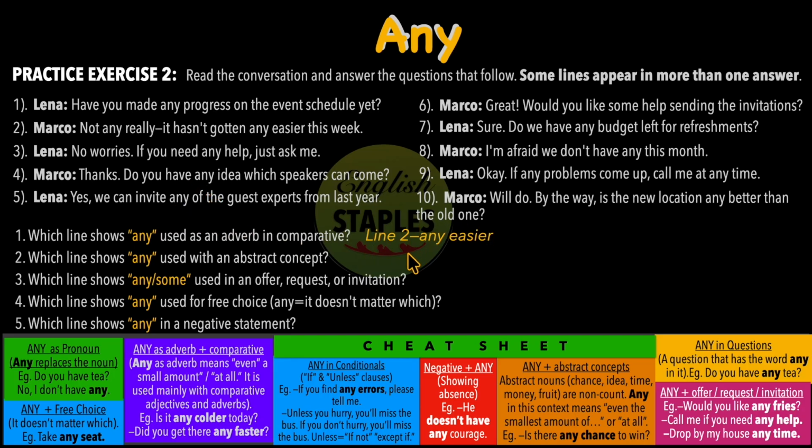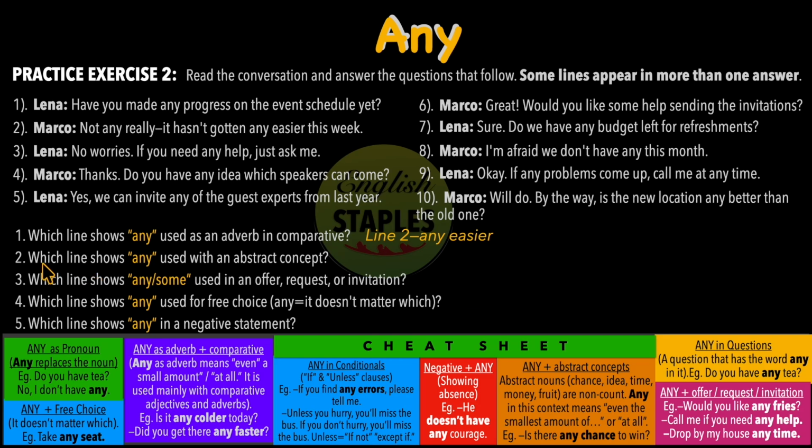Line 2, any easier. So if we look at line 2, it says not any really. It hasn't gotten any easier. Any easier, any plus the comparative easier. So if you write line 2, any easier, I agree with you.